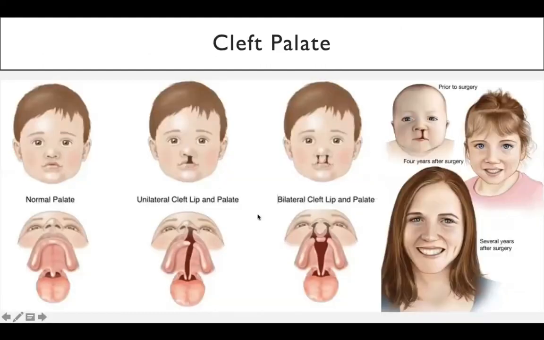Okay, so this is again cleft palate. This is a normal palate, the frontal facial view, anterior view, and this is one of the transverse views. Then you see unilateral cleft lip and palate, because lip and palate are both involved. Here is another view, and there is also another transverse, horizontal view. Then there is bilateral cleft lip and palate. Both lip and palate are involved, and this is bilateral.